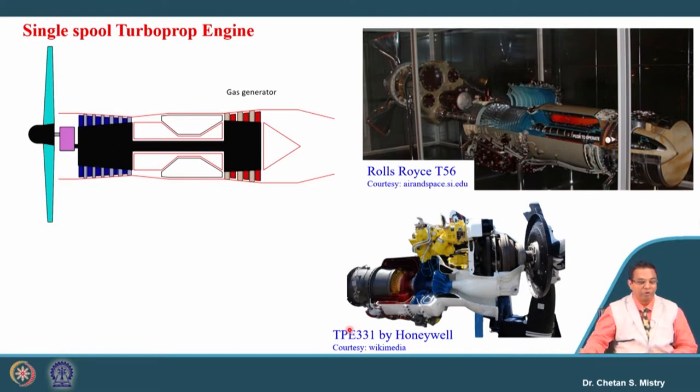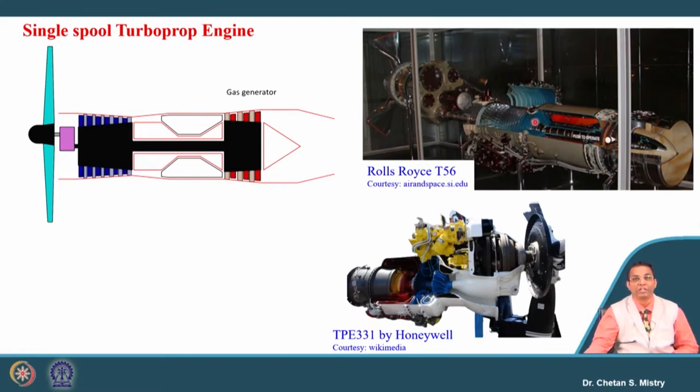Here, this represents a single spool turboprop engine, where we have a compressor connected with the turbine. Similarly, we have the gearbox, and the gearbox is connected with the propeller. Overall, this turbine is used to rotate both the compressor as well as the propeller, and that's the reason we define it as a gas generator. So, here we can see the construction of the single spool turboprop engine.